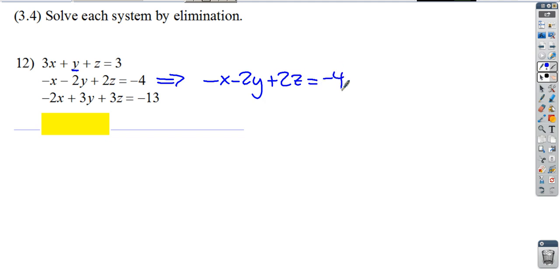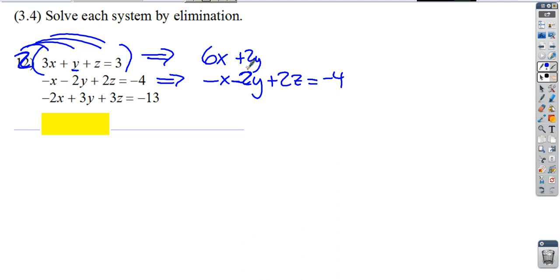And then I want to eliminate the y, which means I have to multiply this top one. This is a negative 2y right here, so I need the top one to be a 2y. So I'm going to distribute the 2 to everything. If you distribute this 2 to the top, you would get 6x plus 2y, 2z, and 2 times 3 is 6. Now I can eliminate the y's by adding them together, because that's a positive 2y, that's a negative 2y.